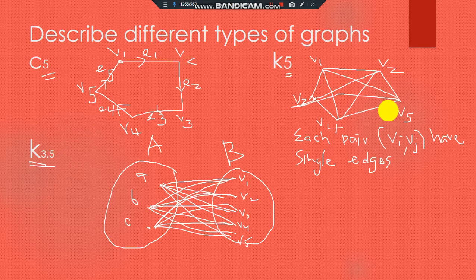So these were some of the important types of graphs in graph theory. Thank you very much.